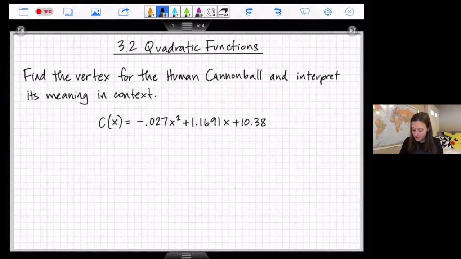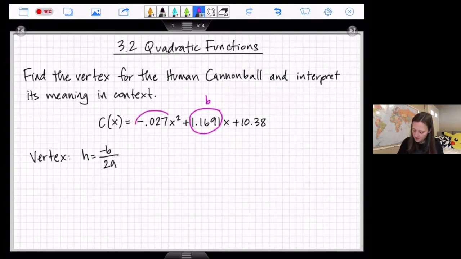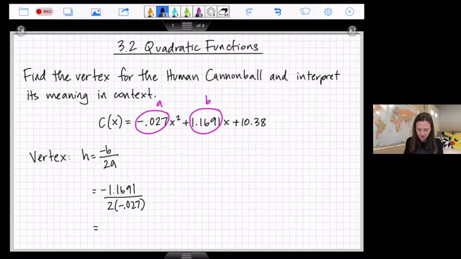So we'll keep that in mind when we put units at the end of our problem. Let's find the vertex of this quadratic function. When we're looking for the vertex, the x coordinate, which we used h for, is negative b over 2a. Our b is the coefficient of the x, and the a is the coefficient of the x squared. So my vertex x is going to be negative 1.1691 over 2 times negative 0.027. Definitely time for some calculator use here. Negative 1.1691 divided by 2 times negative 0.027, and I get 21.65.